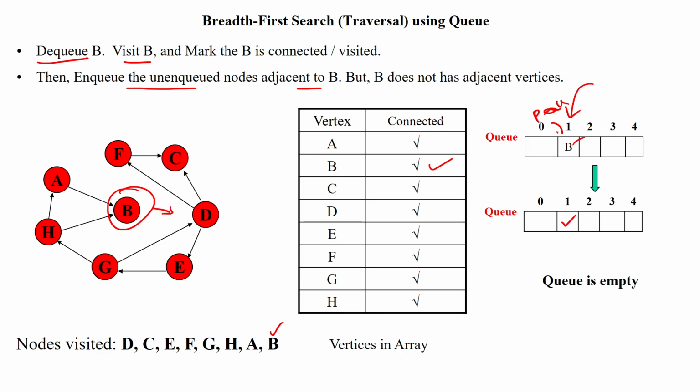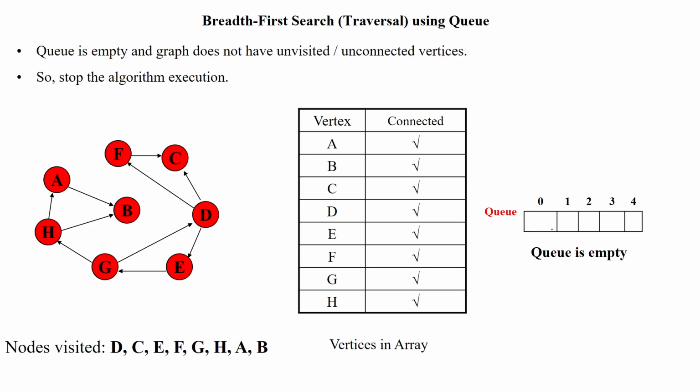The next step is that we are accessing the queue, but the queue is empty. Once the queue becomes empty, that means all the graph nodes are visited. So all the nodes in the graph are visited or connected. That is the meaning of the queue becoming empty. Then you can stop the algorithm. Here the nodes are visited in the sequence D, C, E, F, G, H, A, B. The table also shows all the nodes are connected.